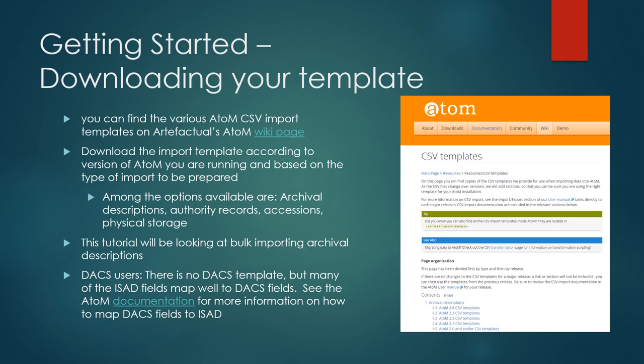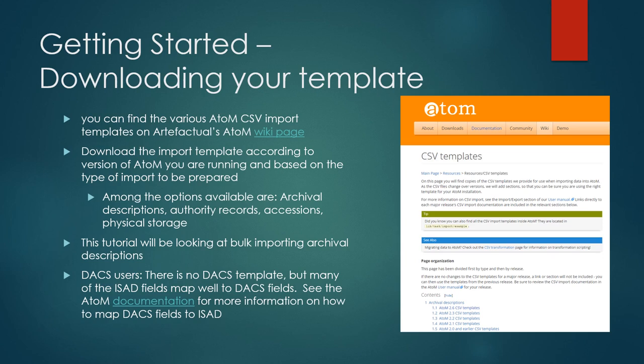Now we are going to get started with preparing our file for the bulk upload. The first step is to download your CSV import template. These have been prepared by Artifactual, and you can find them to download on the AtoM wiki page. There's a link here on the screen. I also have a screenshot of that particular page so you can see what it looks like. We need to start with a template that has all of the proper columns and fields set out, so that when we import the data, the software will know where to put all of the data.